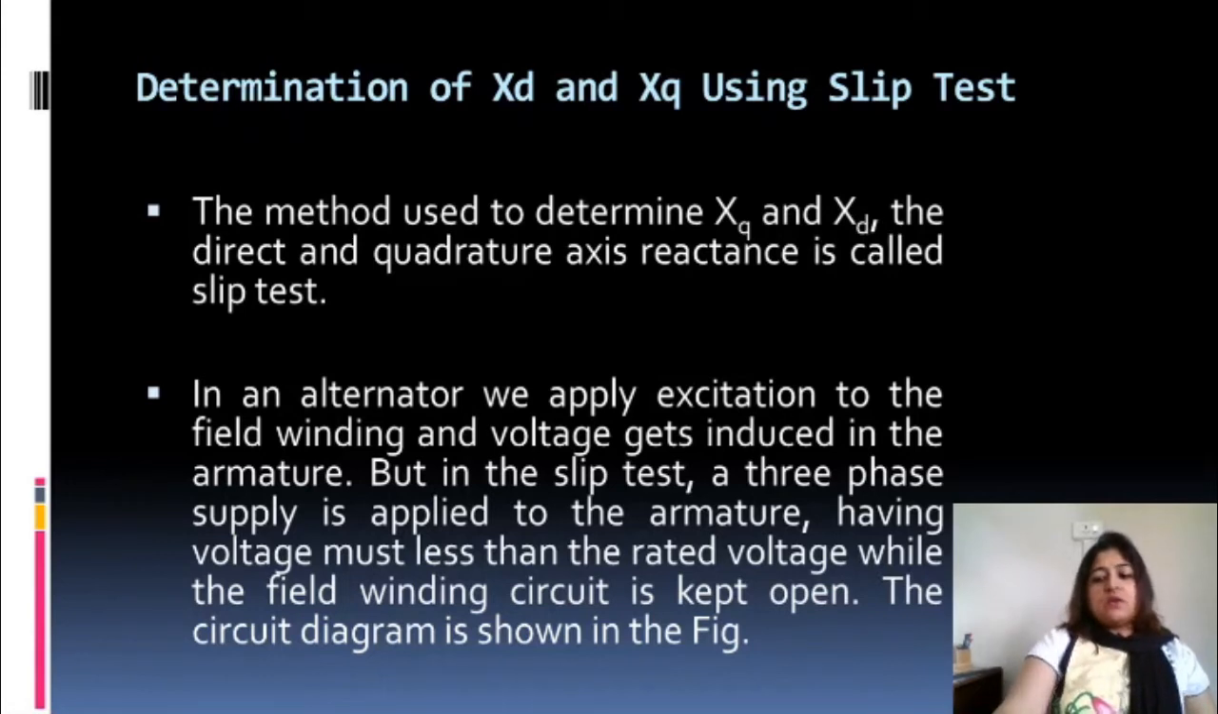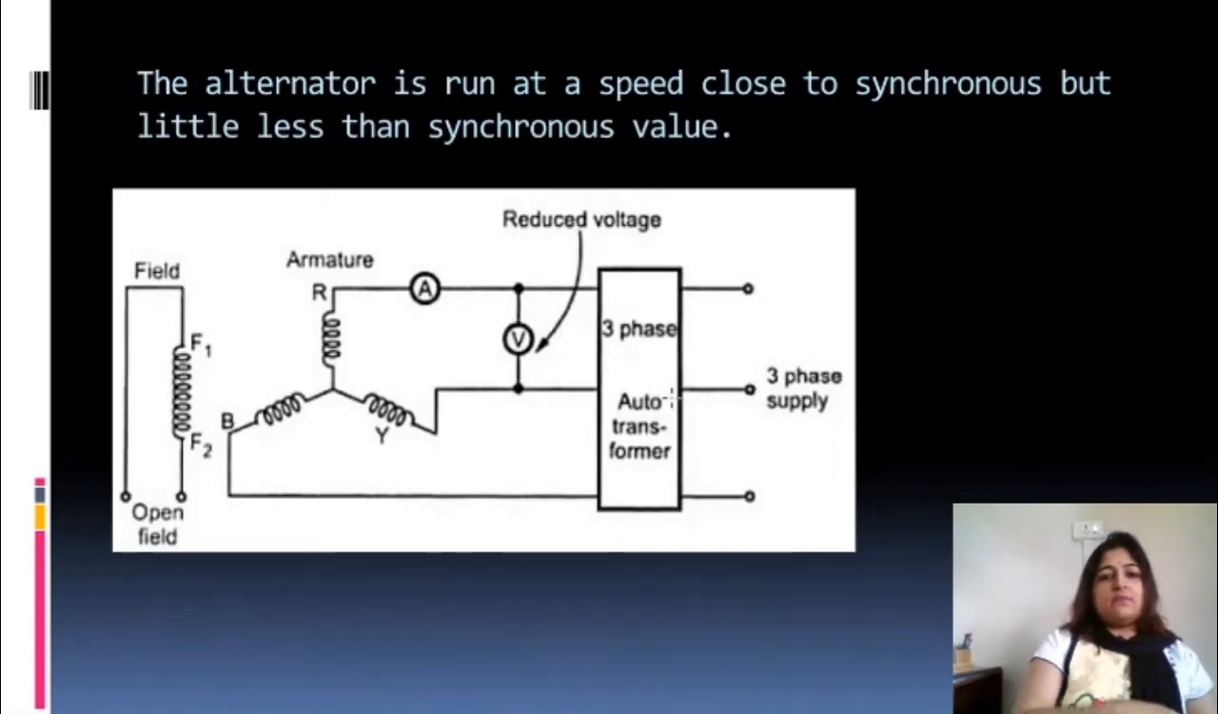Let's see how it will be shown in the circuit diagram. So like this, we will have the circuit diagram of the alternator. You can see the field is kept open here, and the armature of the alternator is connected to three-phase supply. And the alternator is made to run nearly at the synchronous speed. Now how will the alternator be made to run? By the motor itself, like we used to have the motor to give the mechanical energy. So the motor will be running the alternator at a speed very near to synchronous speed, but you are also giving supply to the armature of the alternator.